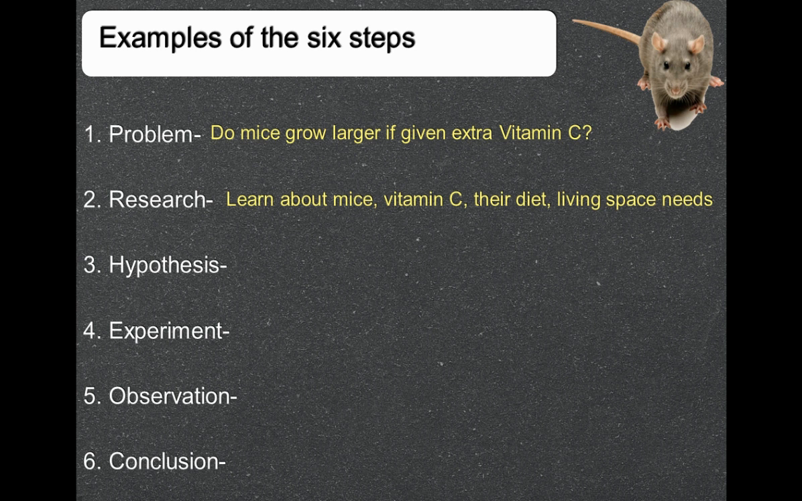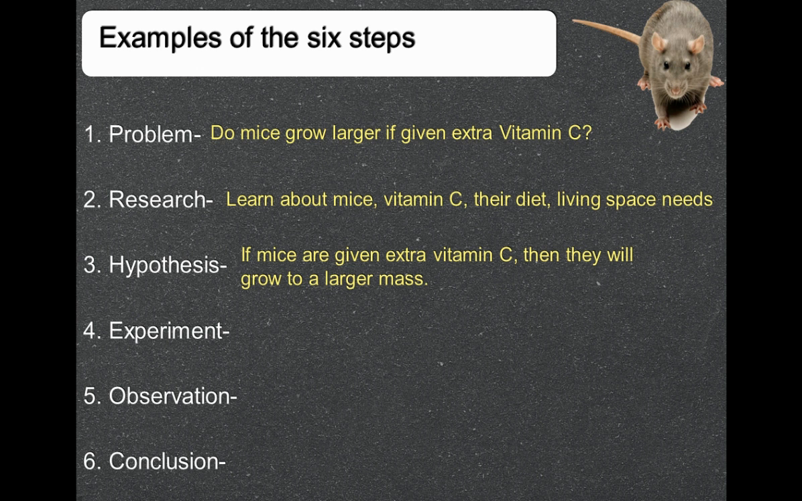So we often will phrase it as if I do this to this subject, then I think this will happen. So if I give extra vitamin C, then they will grow to a larger mass. We have to be a little more specific. What does that mean? A larger mass, will they get longer, or will they get wider? So we have to be specific. In my example, I said that the mass will increase or grow to a larger mass.